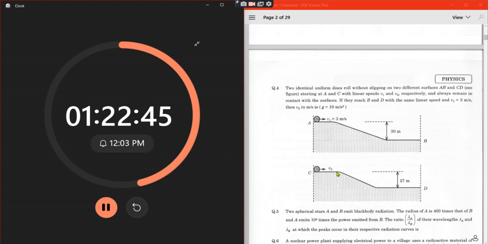V2 in meter per second is so. अच्छा. Right. It's like it's okay. So same. Yeah. Okay. I'm starting to understand क्या हो रहा है.